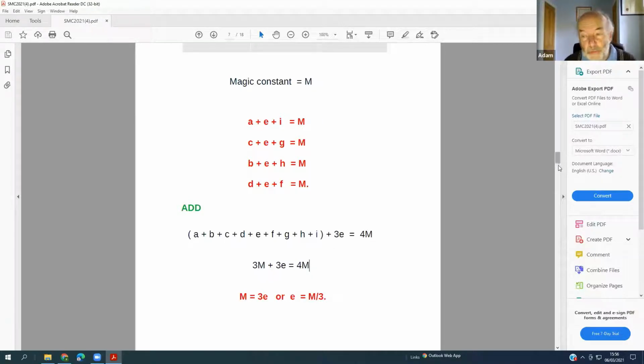That's something else you could give to pupils at the top end of the school. It's quite easy once you have the insight. You need a bit of insight here, the insight being to write down these 4 equations and then add the whole caboodle up.